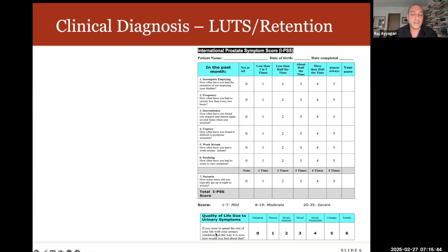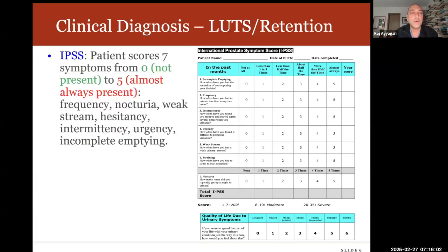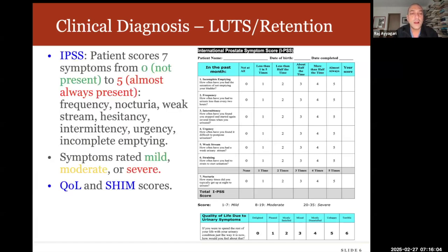The quality of life is just another score people circle to describe how badly they feel about their situation. When a patient is actually in frank retention with a urinary catheter in, this score doesn't apply because they're not urinating by themselves anymore. It's just coming through the catheter.